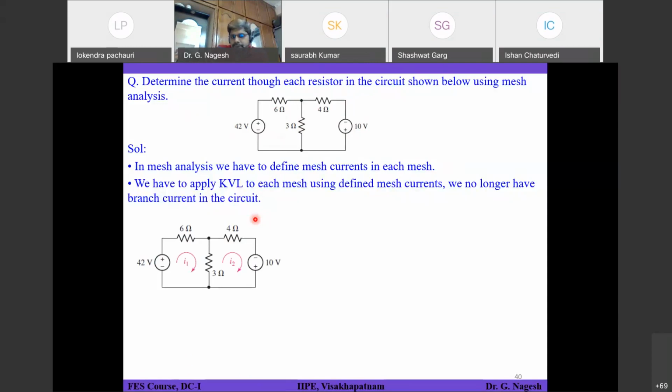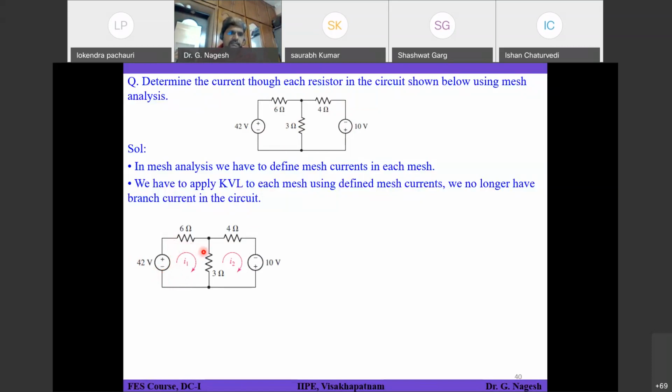equals 0. What is the third term? Plus 3 into I1 minus I2. So you are saying that you are starting at this point and flowing in the clockwise direction, completing one complete round of 360 degrees. First you have encountered 42 volts with a minus sign, so minus 42, that is correct. Next you encounter 6 ohms, which you consider as plus, so plus 6 I1, that is also correct.